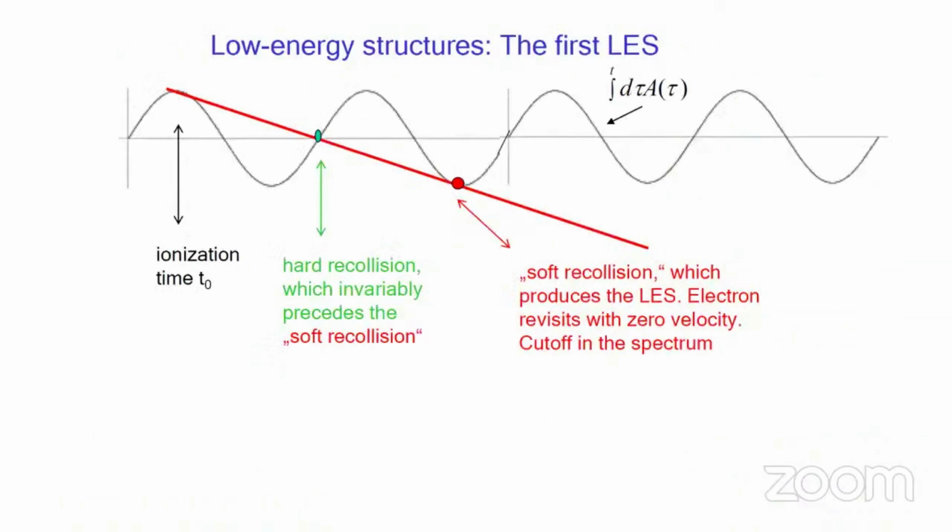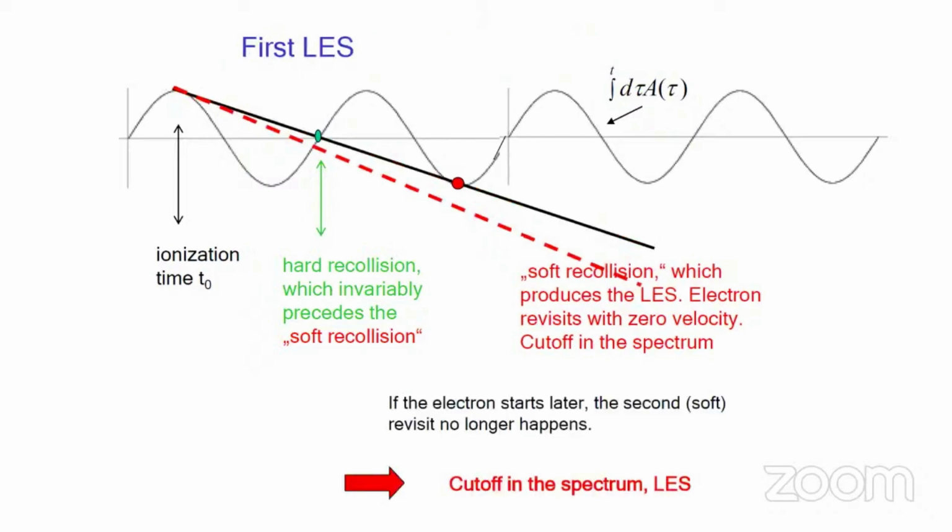Okay, next example is a low energy structure. It can happen, as you see here, that you put the tangent here as you should, and now here it touches the curve, which means that the electron returns with zero velocity. So that's a soft recollision. And you also see that if the electron starts just a little later, then there is no such interaction anymore. Which means the 2 solutions, which up to this point have contributed to the spectrum, drop out.